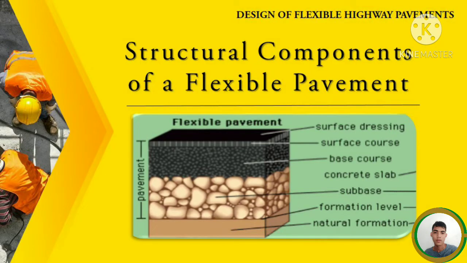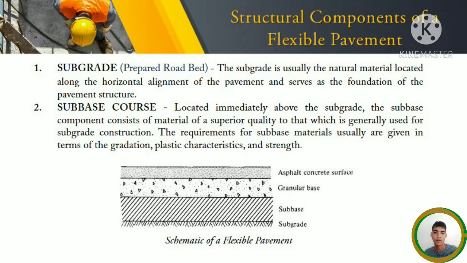Now, let's begin with the first subtopic, the structural components of a flexible pavement. So the first component is the subgrade, which is also known as the prepared road bed. The subgrade is usually the natural material located along the horizontal alignment of the pavement and serves as the foundation of the pavement structure.